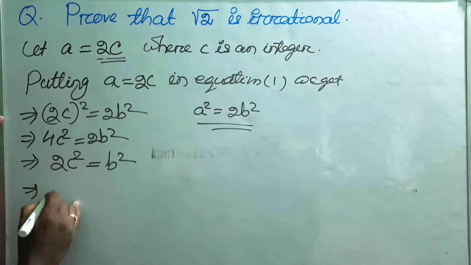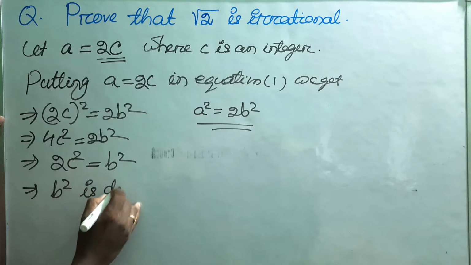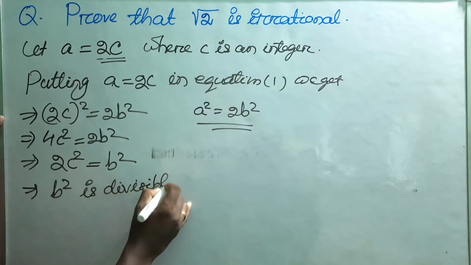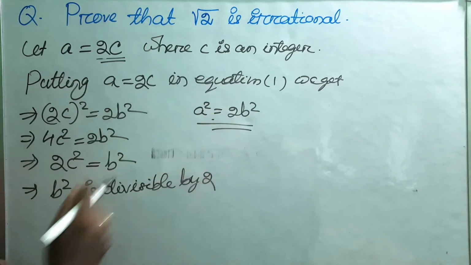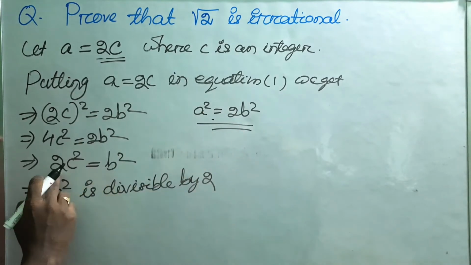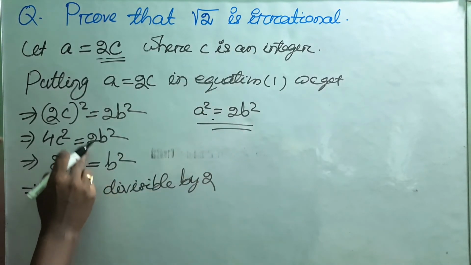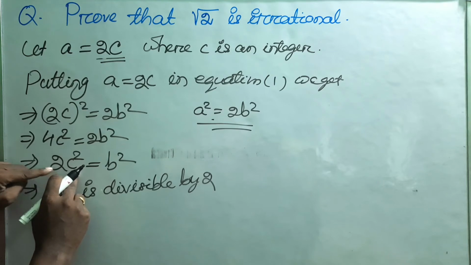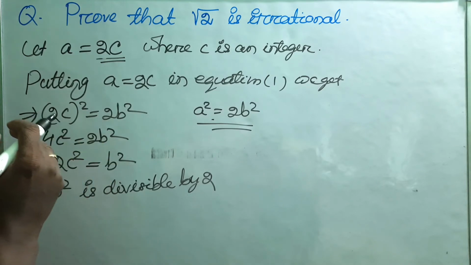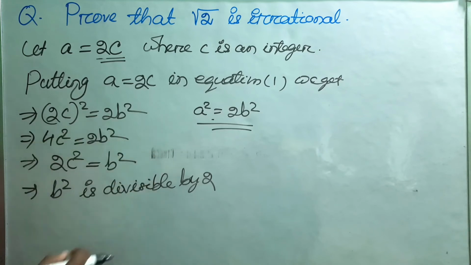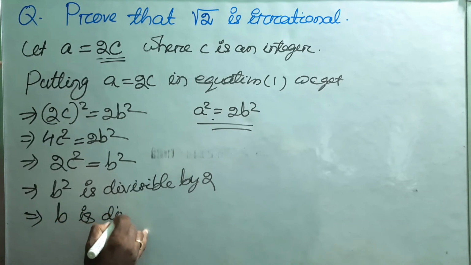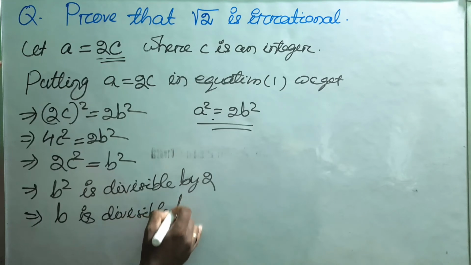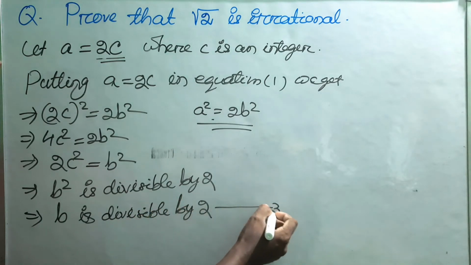Now this implies b square is divisible by 2, because this is similar to a square. Here a square is a multiple of 2, here b square is a multiple of 2, because c is an integer, so c square is an integer. When an integer is multiplied with 2, it becomes a multiple of 2. So b square is a multiple of 2. That means b square is divisible by 2. So this implies b is divisible by 2. Give it equation 3.